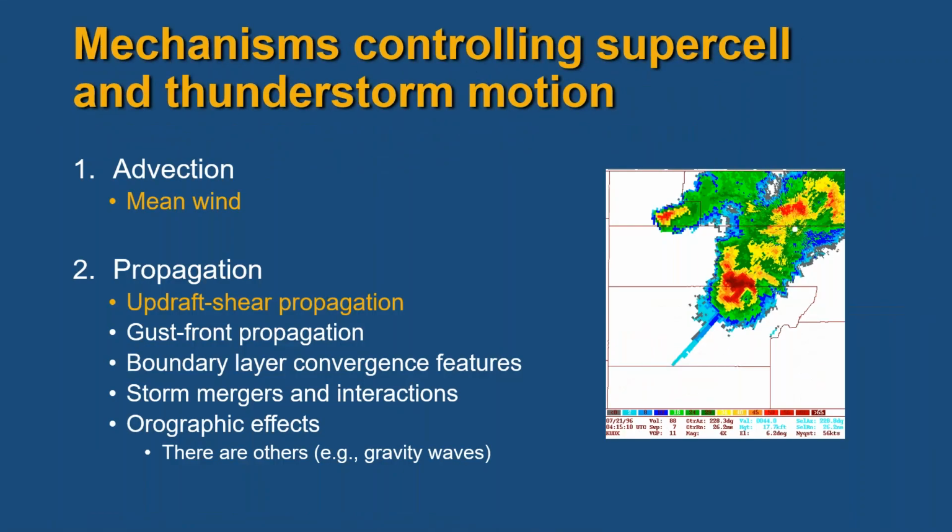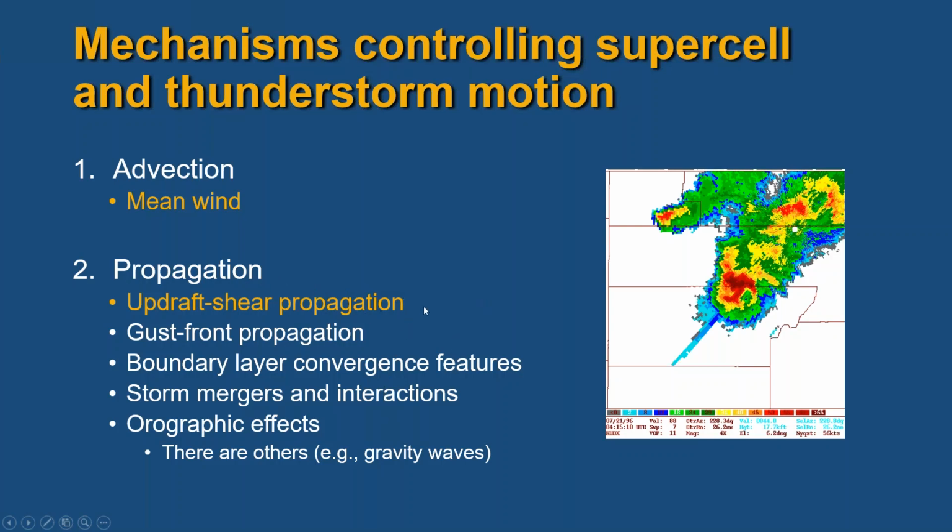So I'm going to give a little bit of background material, roughly the first third of the presentation, and then I'm going to have a lot of examples. But I think this is important to reiterate. There are two fundamental controls that control all storm motion. One is advection and the other is propagation. Advection is very simple. It's just your mean wind and how that's moving the storm along. The second one is propagation, and that consists of several things. I have 5 listed here that I will review.